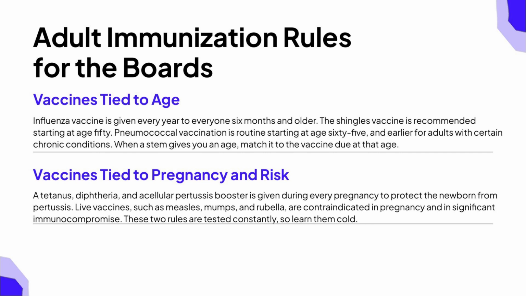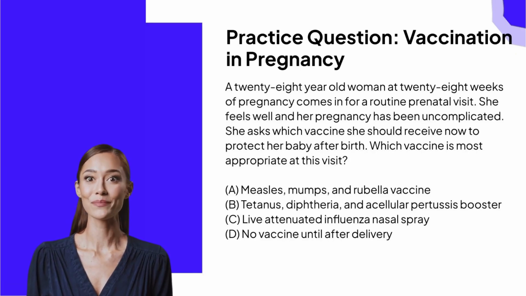Other vaccines are tied to pregnancy and risk. A tetanus, diphtheria, and acellular pertussis booster is given during every pregnancy to protect the newborn. And live vaccines, such as measles, mumps, and rubella, are contraindicated in pregnancy and in significant immunocompromise. These rules are tested constantly, so learn them cold. Let us apply that with a question.